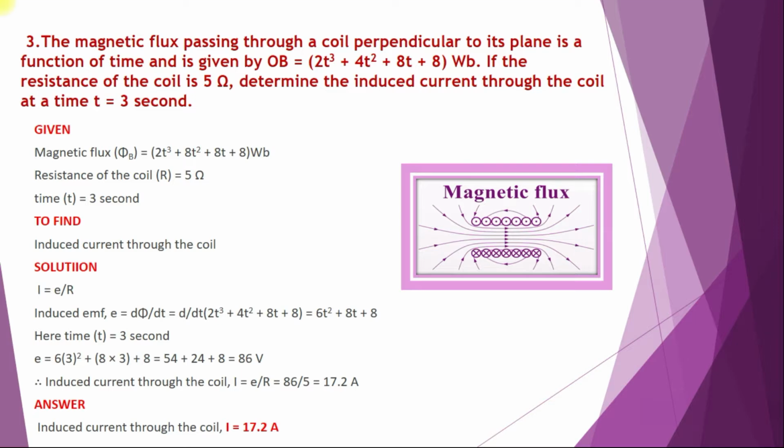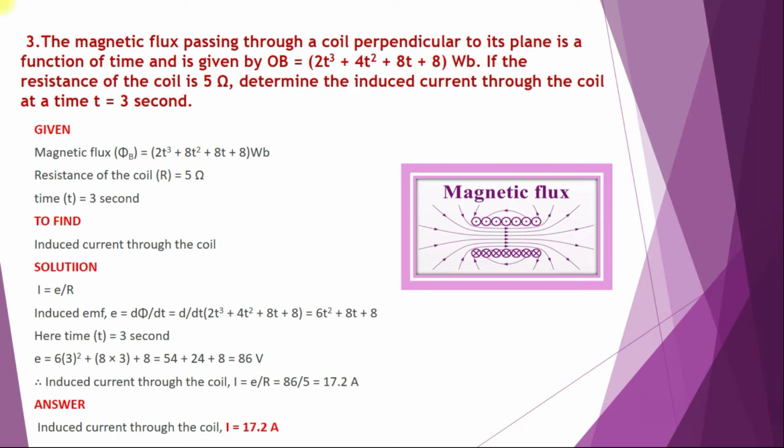So induced EMF E is given by d phi by dt, which is equal to d by dt of the phi value you have to substitute from the given data, which is 2t cube plus 4t square plus 8t plus 8. Now this you have to differentiate with respect to time. So 2t cube when you differentiate, it is 6t square. 4t square if you differentiate with respect to time, it is 8t, and 8t if you differentiate with respect to time, it is 8.